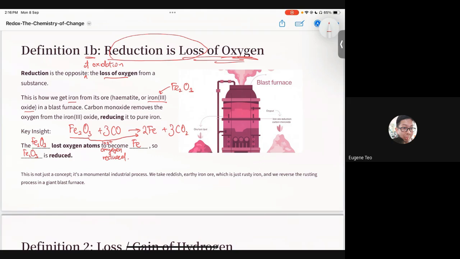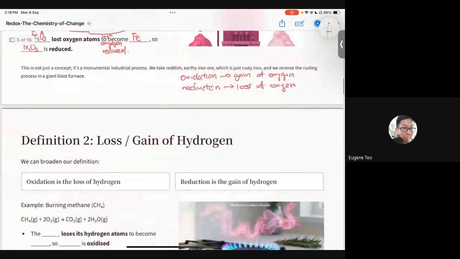Okay. So we go through the first one already. So in terms of the first one, let's recap the first one. In terms of oxidation, it is the gain of oxygen. In terms of reduction, it is about the loss of oxygen. Okay. So that's the first one that we went through. Let's go on to the next one.